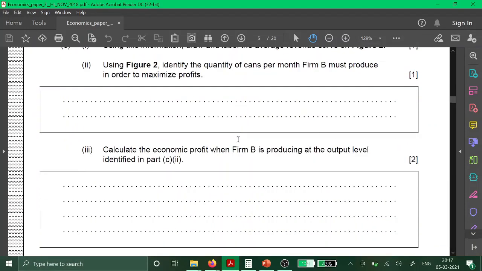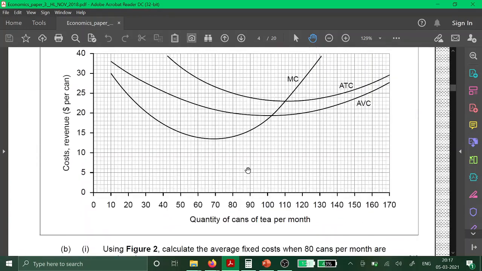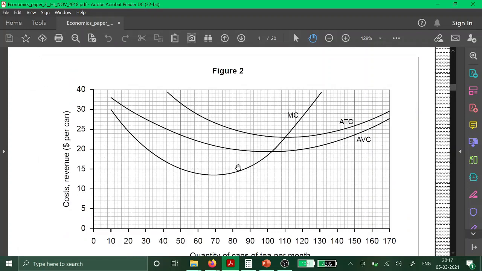Then, when it is producing at the output level, that is part C2, that means when it is 106, what is the economic profit? Can you find it out? So 21 into 105? No. No? Okay, then I'm not sure.